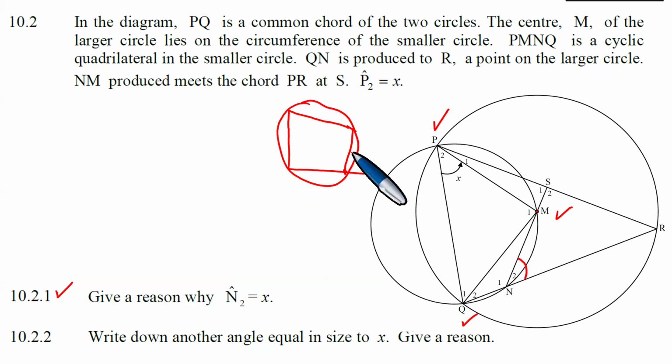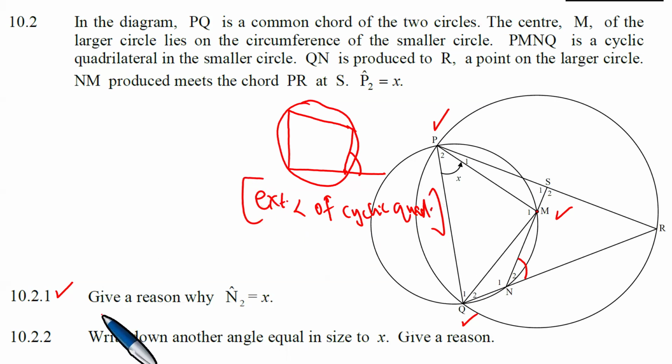Okay, but now you need to remember from grade 11 that there's a theorem that says exterior angle of cyclic quad. So if you look at 10.2.1, it's exactly what we are seeing, because if you look at the angle N2, you're able to see this.